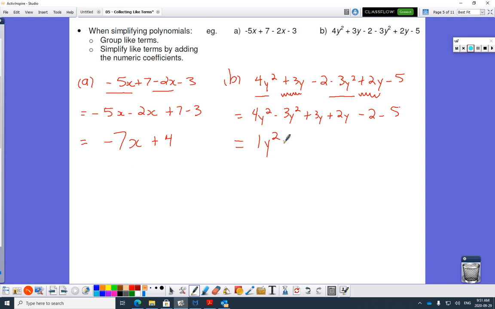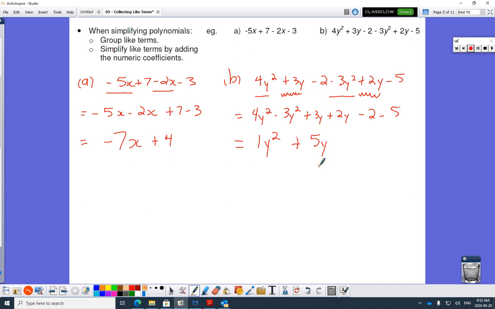This one, positive 3 yams. These aren't yam squareds now. Yeah, the yam squareds are all done. These are just yams. Apparently that's something different. 3 yams plus 2 yams, 5 yams.